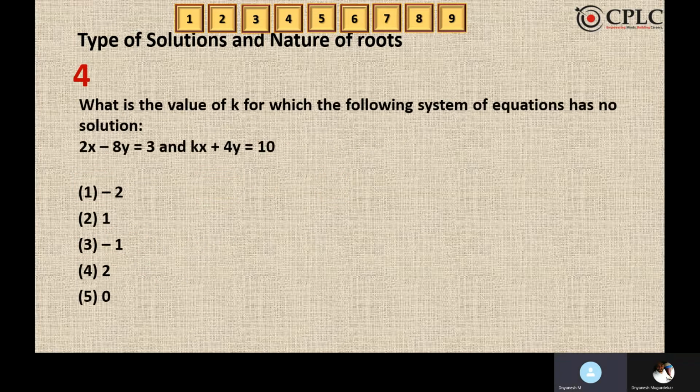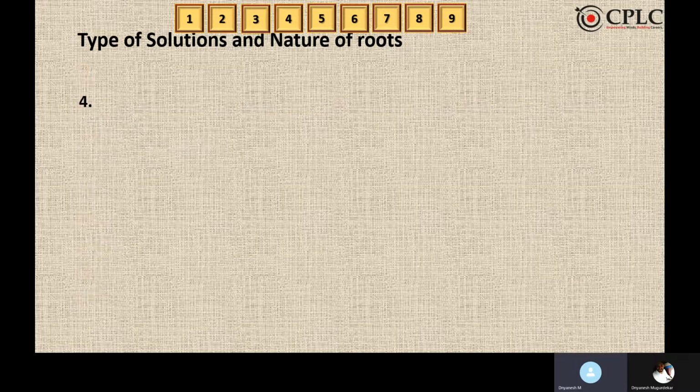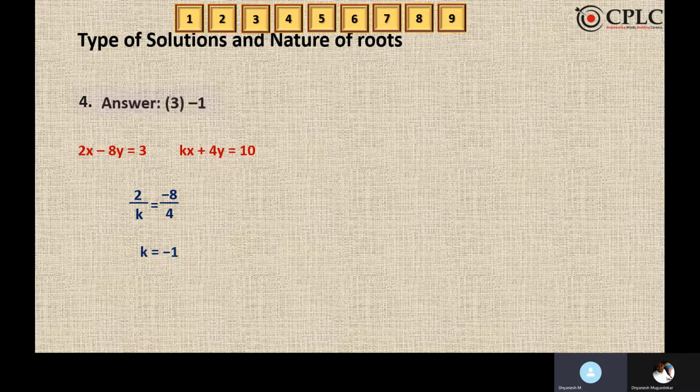Fourth one: what is the value of k for which the following system of equations has no solution? So for no solution, linear simultaneous equations, we have seen the concept, 3 cases. The no solution case was a1 upon a2 is equal to b1 upon b2. When you just substitute that, straight away you will get the value of k as -1. Option 3 for the fourth question.